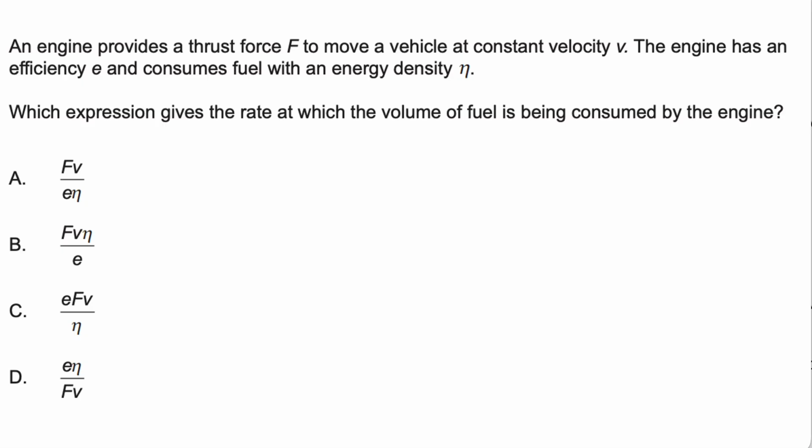Okay, so I think it's really key to just have a look at some of our quantities here. We've got an engine providing a thrust force F, and it's moving at constant velocity V. And we've got the efficiency E and energy density. Ooh, what's that letter? Eta? I can't remember. I never remember. I'm just going to call it N for now. My apologies. My Greek is not with me today.